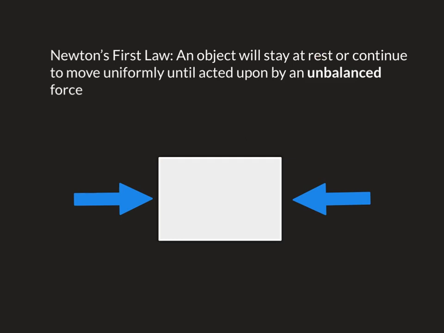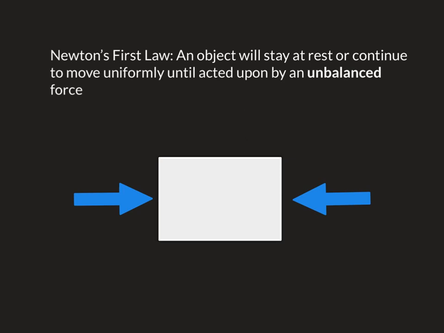Or if something is moving, it will continue to move at the same speed, uniform motion, and in the same direction, uniform motion, until something causes it to not do that anymore, until something causes it to change speeds or to turn or to stop. And the key thing I want you to hone in on here is that this thing will continue to do what it's doing until it's acted on by an unbalanced force.